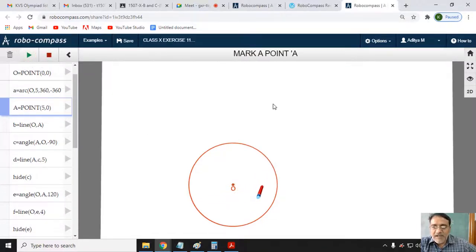Now see, here we are making two tangents, and the angle between them is 60 degree. So the angle between the two radii at the center will be 180 minus 60, that is 120. So we will make a 120 degree angle here.